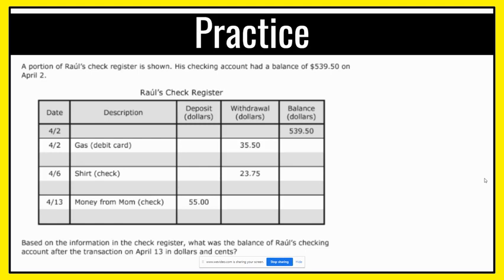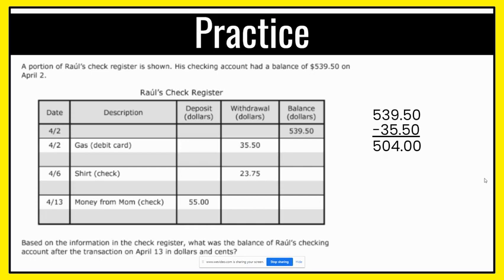And based on this information in the check register, what was the balance of Raul's checking account after the transaction on April 13th in dollars and cents? So I take my starting balance, which was $539.50, and I'm going to subtract anything that was in the withdrawal column and add anything that was in the deposit. So we'll start with our first withdrawal, which was for gas for $35.50. Well, when I subtract, 50 minus 50 gets me 0. 9 minus 5, I get 4. 3 minus 3 is 0. And 5 minus nothing is 5. So after I buy gas, I have a balance of $504.